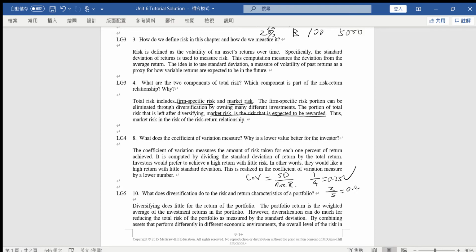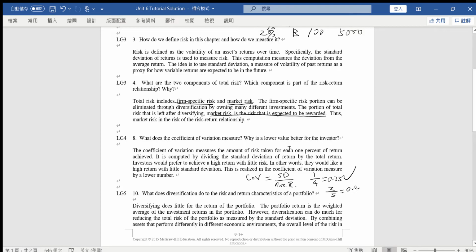Because for this one, the risk is comparatively lower for every unit of return, compared to the second one, which is much higher in relationship. That's why the smaller value will give you a better relationship between the risk and return.